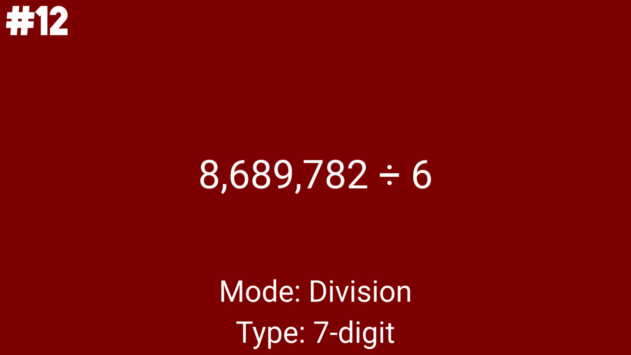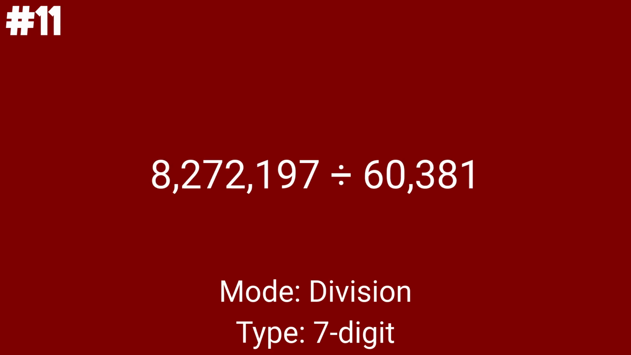8,689,782 divided by 6 is another problem with a divisor with 1 digit. That means we split the first number into 6 equal pieces. 8,272,197 divided by 60,381 is our last division problem before we move on to 8 digits. Let's continue to the final 10 division problems.